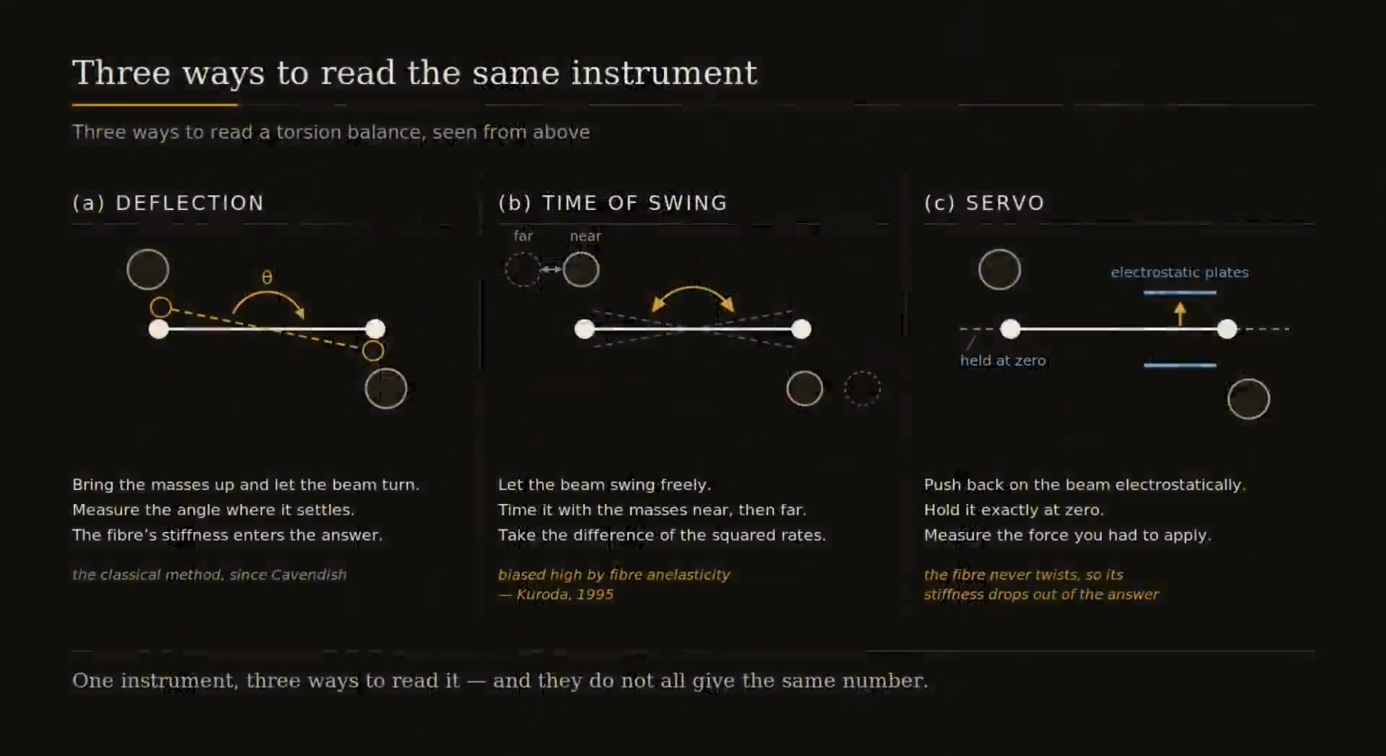There are 2 classical ways to run a torsion balance. One lets the rod deflect and measures how far it goes. The other, dating to 1852, measures how fast the rod swings, with the masses in 2 different positions, and takes the difference between the 2 rates. Kazuaki Kuroda showed in 1995 that the second one had been biased high for 140 years.